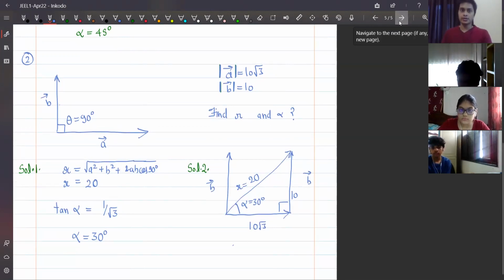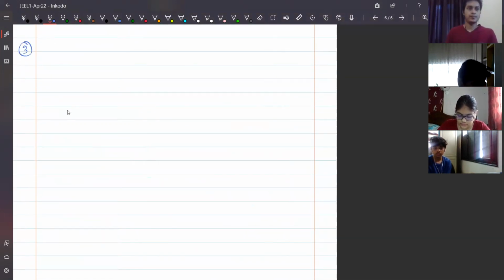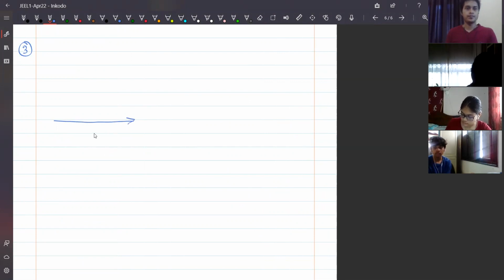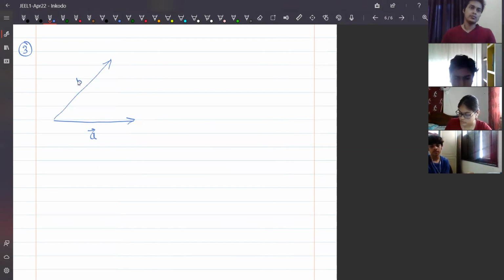I'll give you a few problems, and try to solve them. This is your A vector, this is your B vector. If I say A, just A, it means the magnitude of A, that is given as 10. And B means the magnitude of B, that is given as 10. The angle between them is given as 60 degrees.